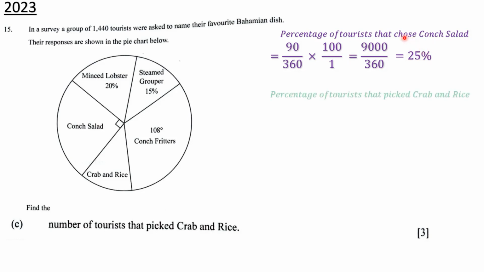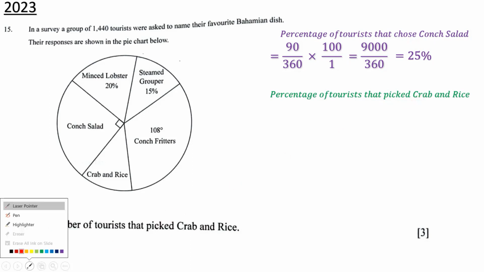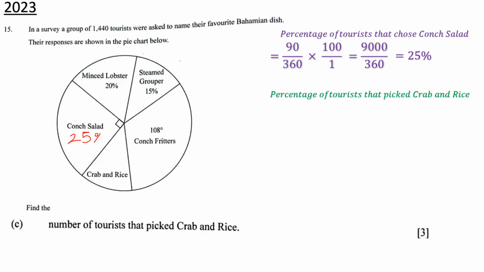All right, moving right along, we want the percentage of tourists that picked crab and rice. Remember that the percentage of tourists that picked conch salad is 25%. That's what we just found. Also remember that the percentage of tourists for conch fritters was 30%, according to our last question, part B. And so we need to figure out what is the percentage for crab and rice. And in order to figure that out, we already know, right?